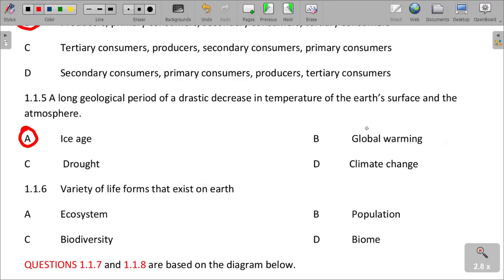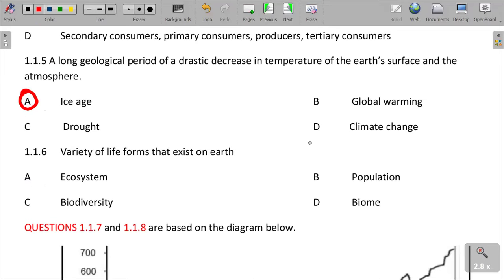Global warming is the increase of temperatures as a result of accumulation of greenhouse gases. Climate change is caused by global warming, and it is normally a variety of factors happening, such as desertification. Mostly we talk about the negative effects, which result in deterioration of climatic conditions. Drought means a prolonged period of no rainfall, which is another factor, but does not describe a decrease in temperature. So the correct answer is an ice age.